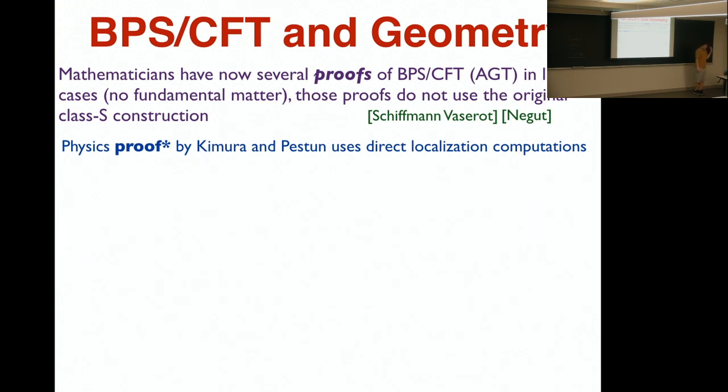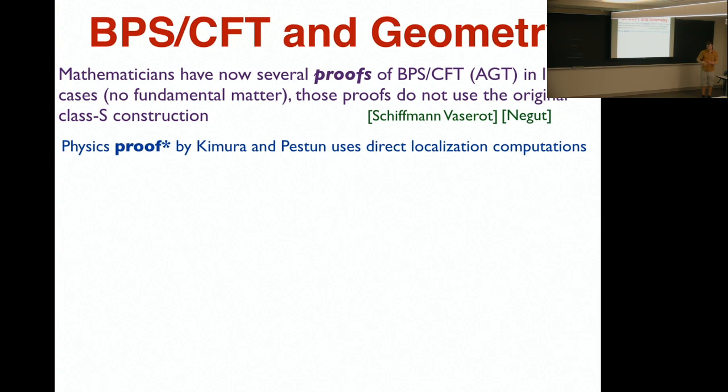And now I start to talk to mathematicians more, so I kind of work at the math department. So that's not how mathematicians like to prove things, right? They actually want to prove it. They already did this, by Schiffmann, Vasserot and Bullimore, who is at MIT right now. They have a certain proof for theories with no fundamental matter. So as long as you have no single gauge nodes or quiver with gauge nodes without fundamental matter, then they have the proof.